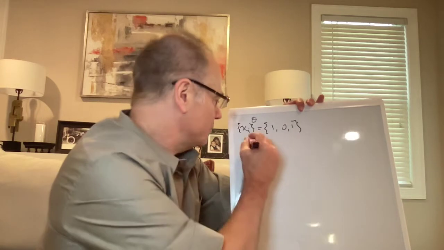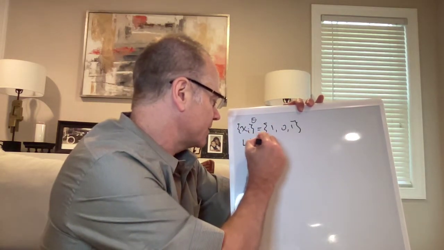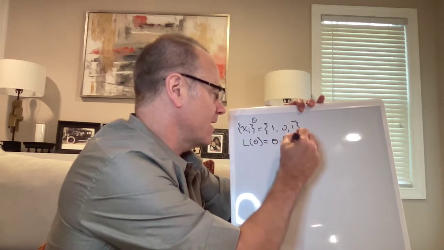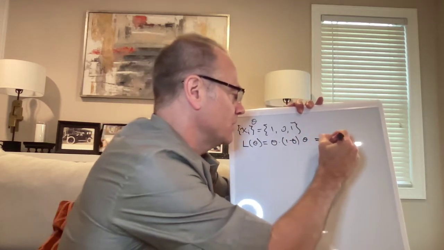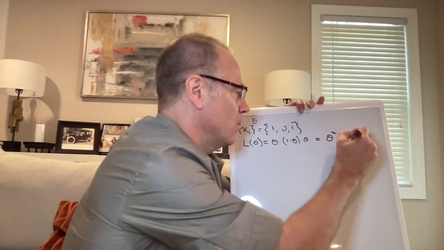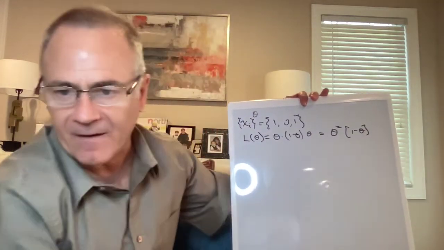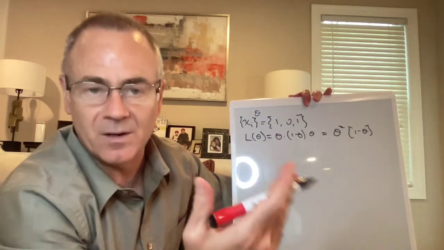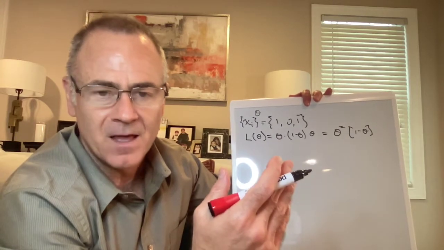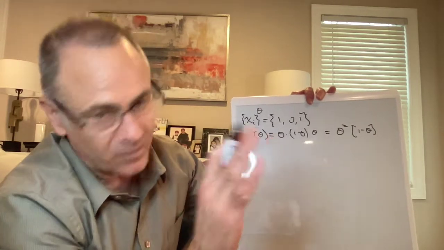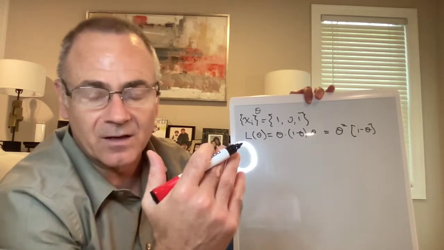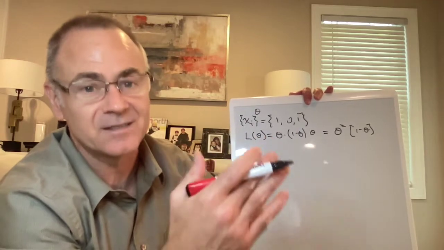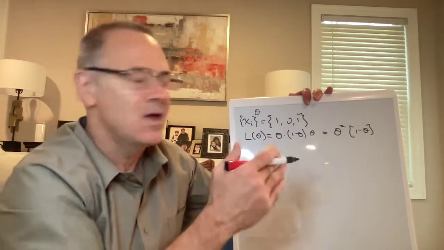Now, remember the likelihood function in this case would just equal theta times 1 minus theta times theta, which equals theta squared times 1 minus theta. Then we took the maximum of the likelihood function. I discussed why, if theta hat maximizes the likelihood, theta hat will also maximize the log of the likelihood. So we could do it either way.